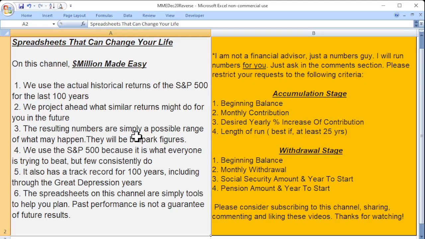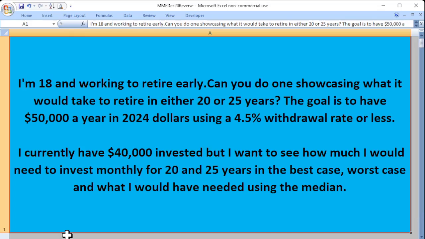So people send me their requests, and I'm happy to oblige if I can, but try to keep it really simple to these kind of criteria. I've got somebody that's got this question for me. It says, I'm 18 and working to retire early. Can you do one showcasing what it would take to retire in either 20 or 25 years?